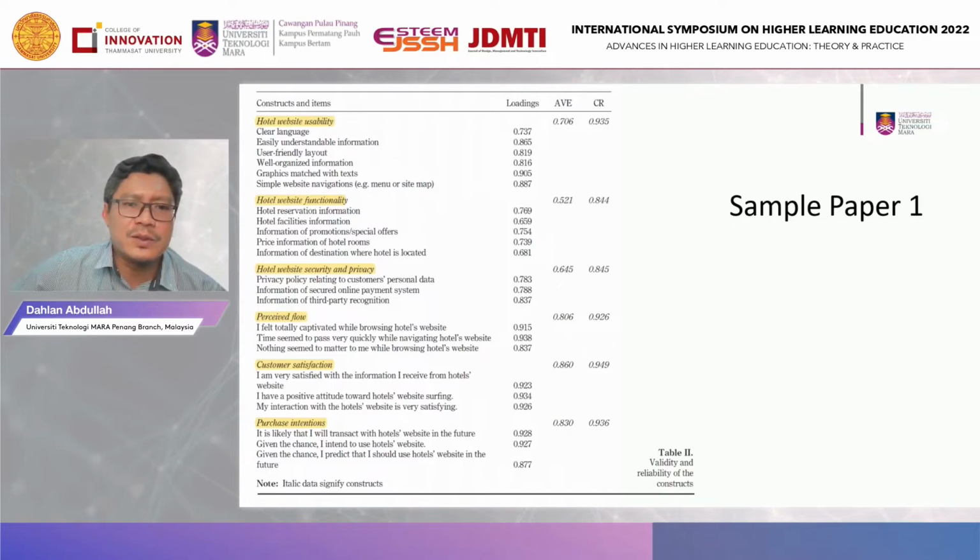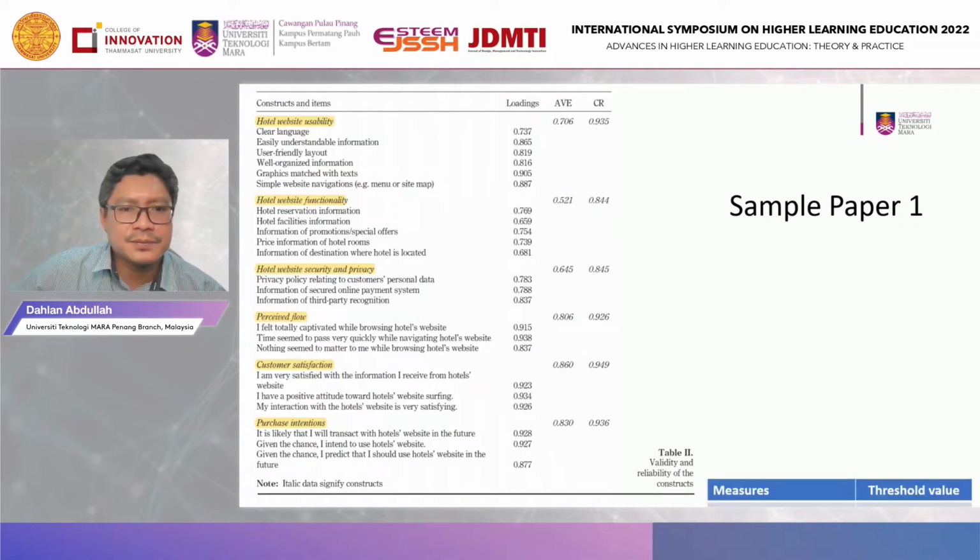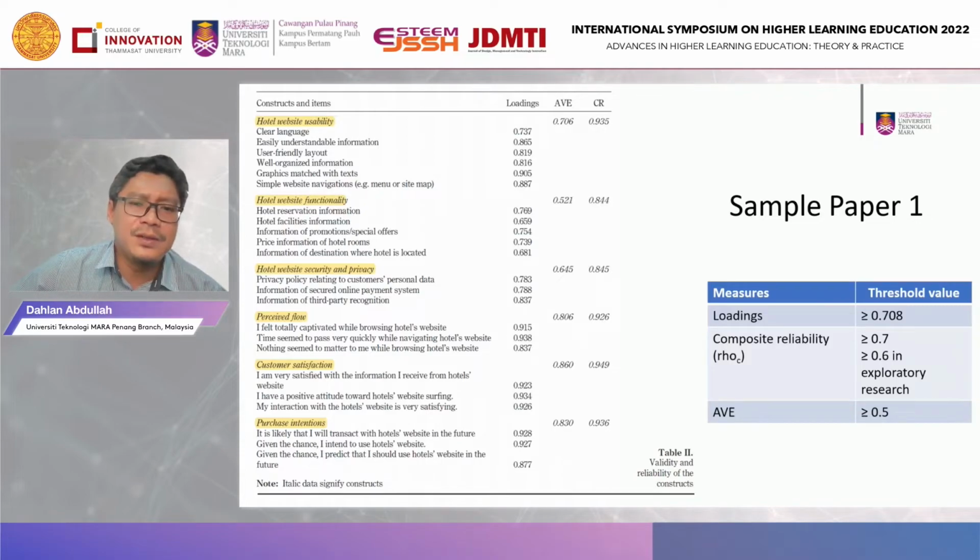To represent hotel website quality, we look at the loading. Loading here should be more than 0.708, because if they are more than 0.708, it means they are at least representing 50% of the hotel website quality. Based on our threshold value just now, for loading, it should be more than 0.708. Here we can see all loadings are more than 0.708, except for certain ones, this is more than 0.6, which is acceptable in exploratory research.